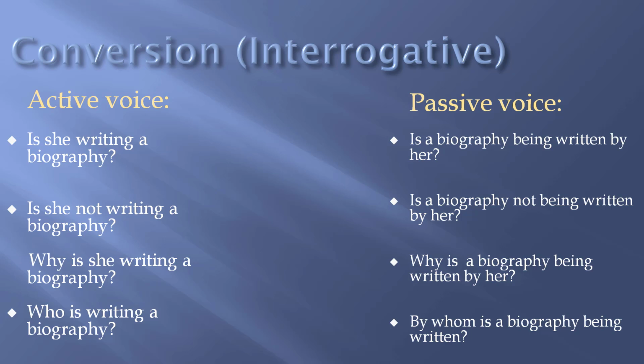In the second example, we have negative interrogative. Negative interrogative is used when the speaker expects a particular answer. It is basically a combination of negative and interrogative. For example, is she not writing a biography? Is a biography not being written by her?